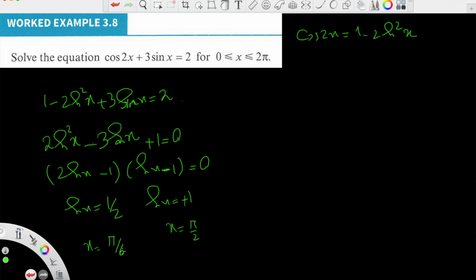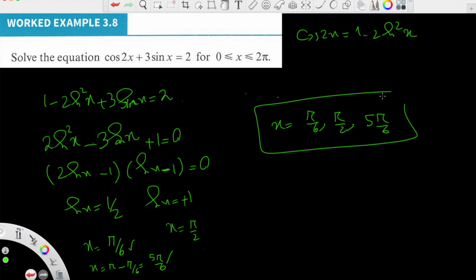Then pi minus pi over 6 is the other answer, which is 5 pi over 6, acceptable. Then for the other equation, the other answer will be pi minus pi over 2, which is again pi over 2, doesn't give you a new answer. But plus 2 pi or minus 2 pi won't give you acceptable answers here as well. So overall, the answers are pi over 6, pi over 2, and 5 pi over 6 as the acceptable answers.